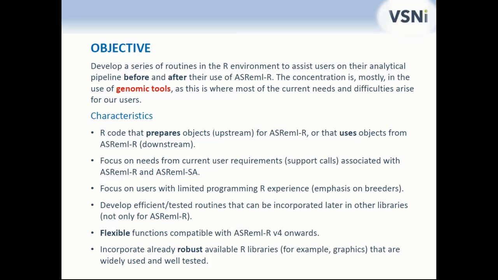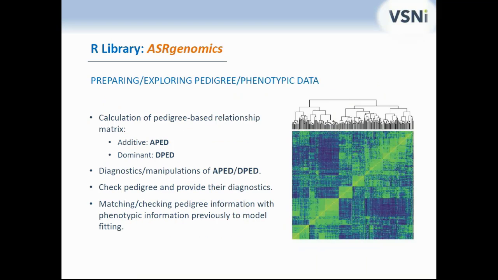All of these functions, we want to make as open as possible so people can modify and use them, and so that we can eventually get improvements. So I'll talk mainly about ASRgenomics. This has different modules. I'll just mention a few things about a few of them. So the first module we're thinking about is something to do this checking between the phenotypic and the pedigree data and some preparation.